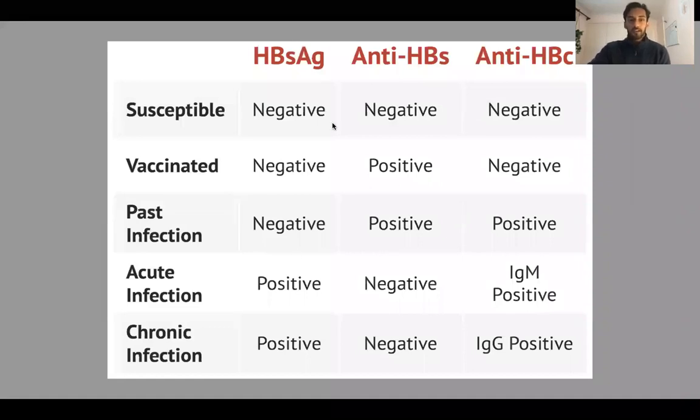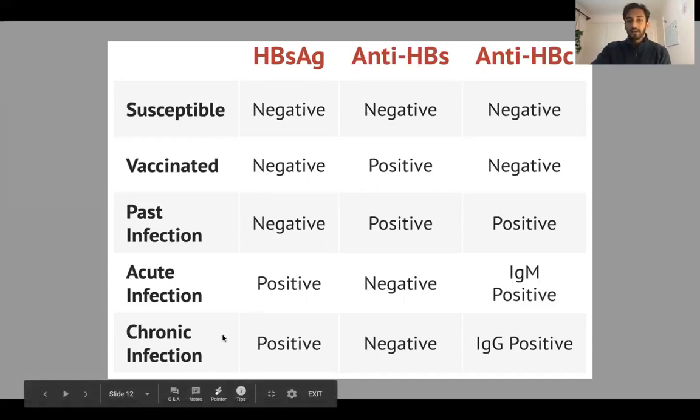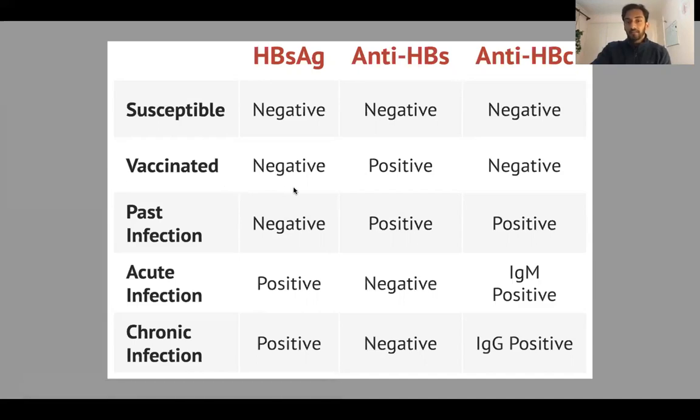This is a very quick table showing just the basics of your antigen and antibody and how to differentiate between different types. So this will all be on the slides that you guys can look at later. But as we saw with vaccinated, you've got negative for your surface antigen, but positive for your surface antibody. Versus the next one to look out for is a past infection, so you're immune, where you've got a positive antibody in both cases, to core and surface.